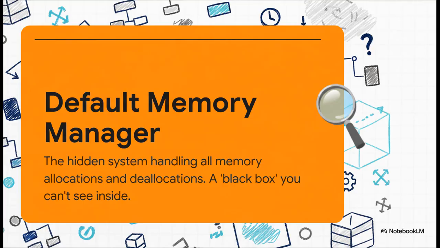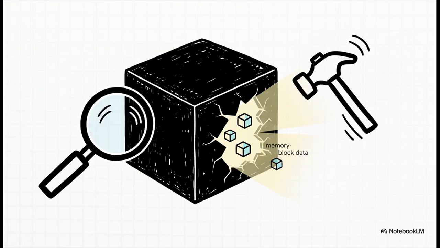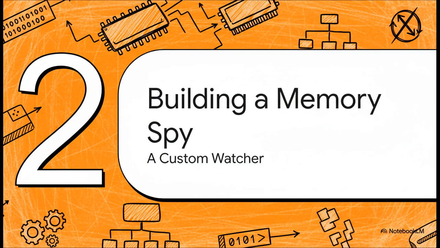So you can think of this manager as a silent partner for your code. Every single time you create an object or a list or anything, it steps in, finds a little piece of memory, and just hands it over. And when you're done, it cleans up after you. It's absolutely essential, but how it actually works, that's a mystery. And that's our whole mission today. You can't fix or optimize something you can't see. So our goal is simple. We're going to crack open this black box and get a front row seat to every single memory operation our program makes.